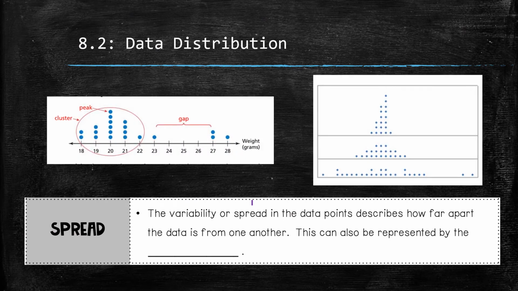The spread or the variability in the data points describes how far apart that data is from one another. So this also can be referred to as a range. Looking at my graph on the right, you can see that on the bottom, I have a long range or distance between my data points, and my graph is a little bit flatter. On my top graph, it's a little bit taller. My data is more together, and my range is not as far apart. So the spread is smaller.